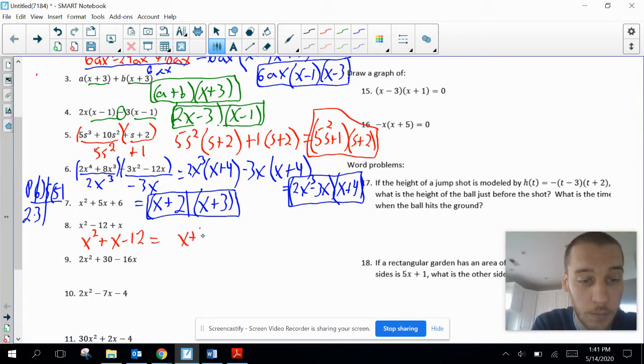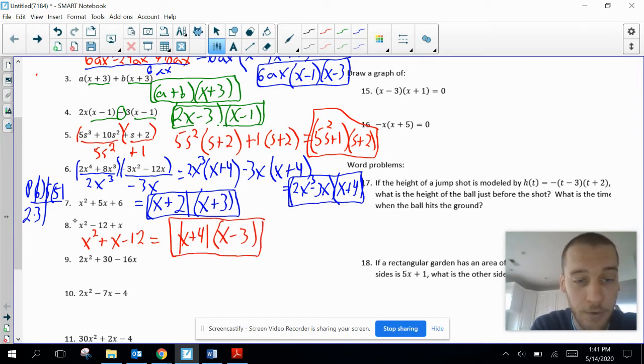So x plus 4, x minus 3, and that's it. Right, since there's no number in front right here, we just make the product sum chart after we get in the right form and check for a GCF. Then the product sum chart is going to jump right to the answer because 4 times negative 3 is negative 12, and 4 plus negative 3 is positive 1. This is my final answer.